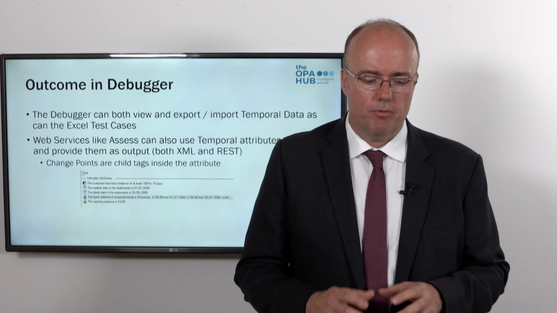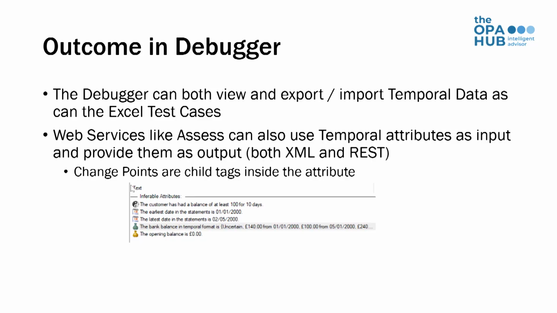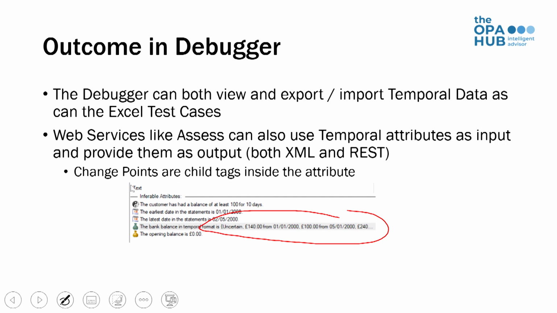So let's return to our presentation. And what I wanted you to notice is that when you're in the debugger, you can just see it here, I think. Temporal data appears in a specific format. It appears in curly brackets. So whenever you see curly brackets, you'll notice that that's temporal data.